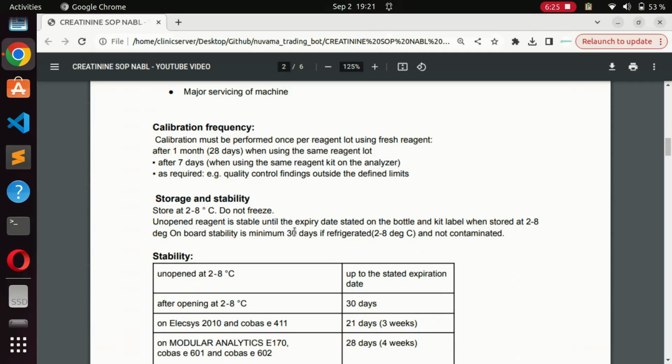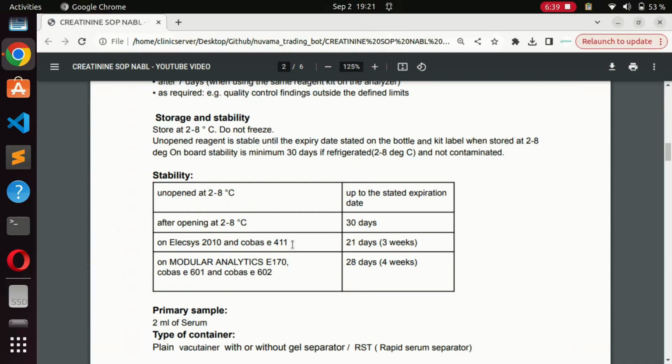In this case, it should be stored at 2 to 8 degrees and it should not be frozen. Unopened reagent is stable until the expiry date stated on the bottle and kit label when stored at 2 to 8 degrees. On-board stability is a minimum of 30 days if refrigerated and not contaminated. So that is about the reagent. We then come to the stability of the reagent.